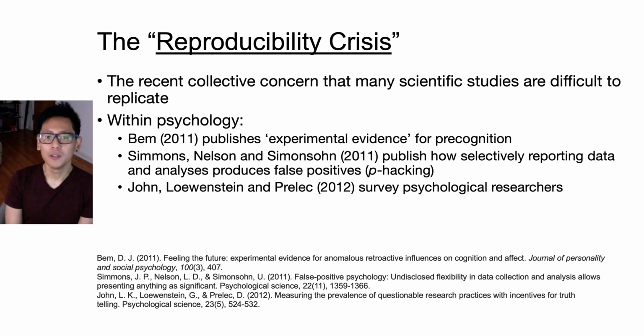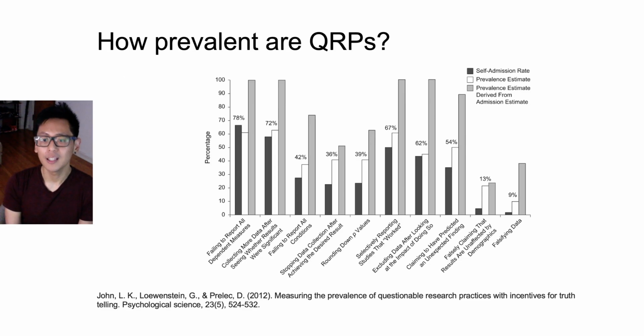Following that, John, Loewenstein and Prelec in 2012 surveyed psychological researchers about their practices, including an incentive for truth-telling. So these were their results. On the x-axis, you have different questionable research practices, and on the y-axis, you have the percentage of researchers that admitted to conducting these questionable research practices, in the dark gray bar. You can see there, failing to report all dependent measures, for example only reporting the dependent measures that showed significant results: 78% of people surveyed admitted to doing that.